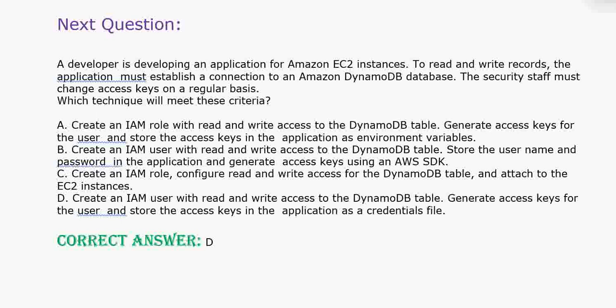Option number C, create an IAM role, configure read and write access for the DynamoDB table and attach it to the EC2 instances. Option number D, create an IAM user with read and write access to the DynamoDB table, generate access keys for the user and store the access keys in the application as a credentials file. The correct answer is D.